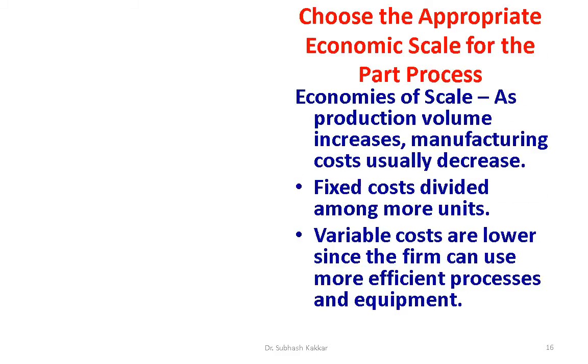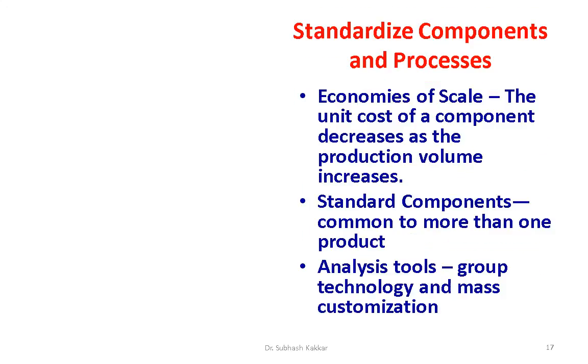Choose the appropriate economic scale for the part process. Economies of scale: as production volume increases, manufacturing costs usually decrease. Fixed cost divided among more units, variable costs are lower since the firm can use more efficient processes and equipment. Standardize components and processes. Economies of scale: the unit cost of a component decreases as the production volume increases.